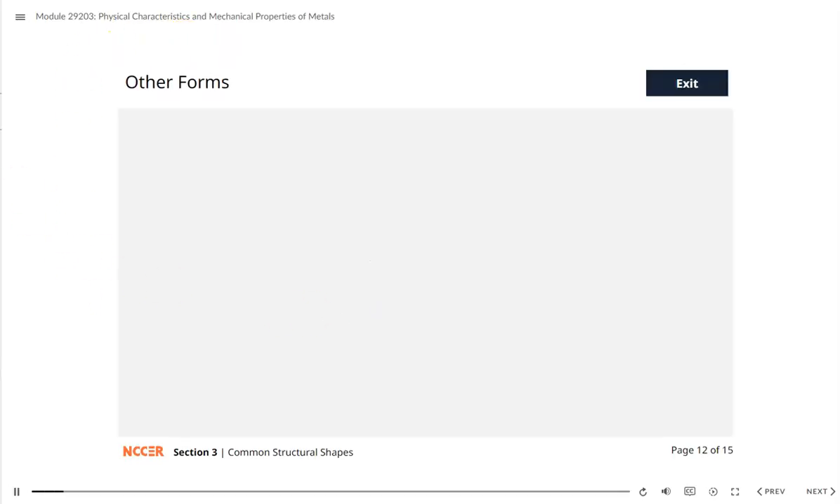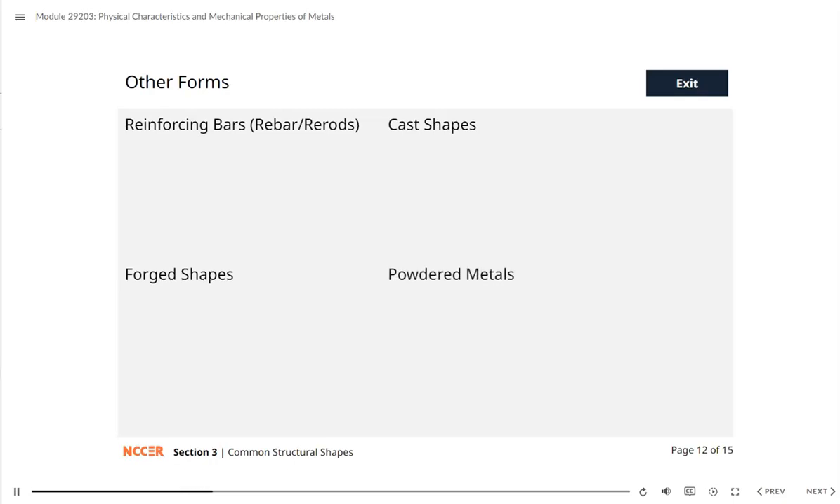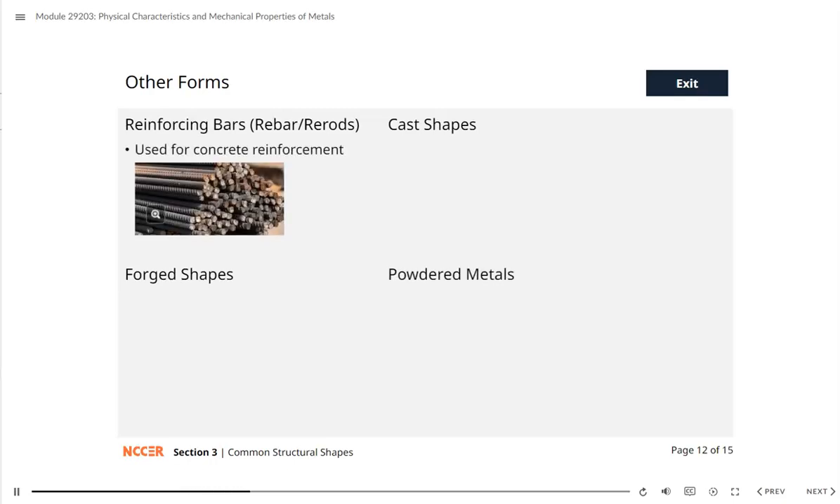Other common forms of steel commonly used in industry include reinforcing bars, forged objects, cast objects, and powdered metals. Reinforcing bars, also known as rebar or rerods, are used for concrete reinforcement.